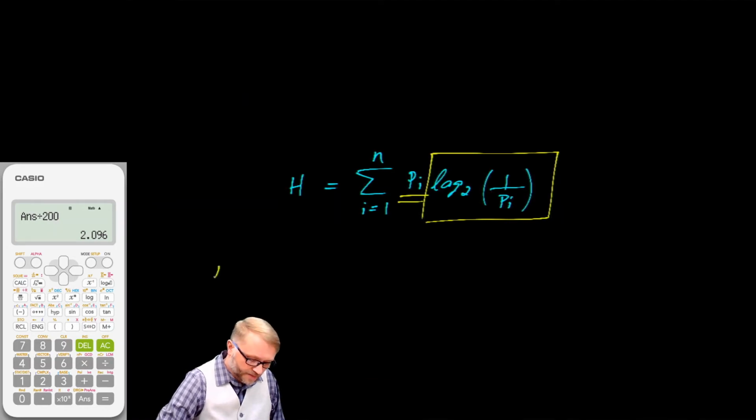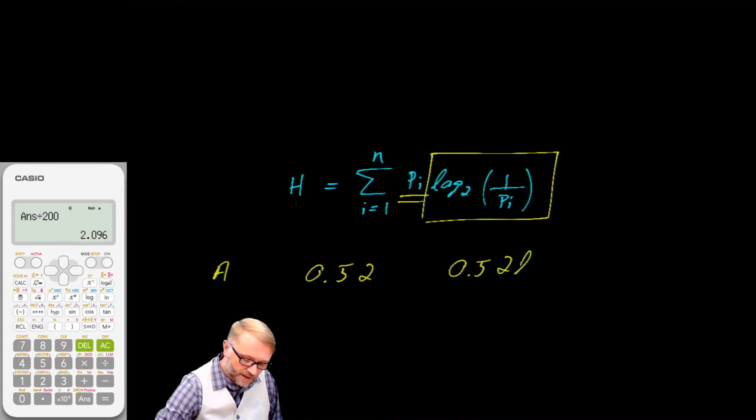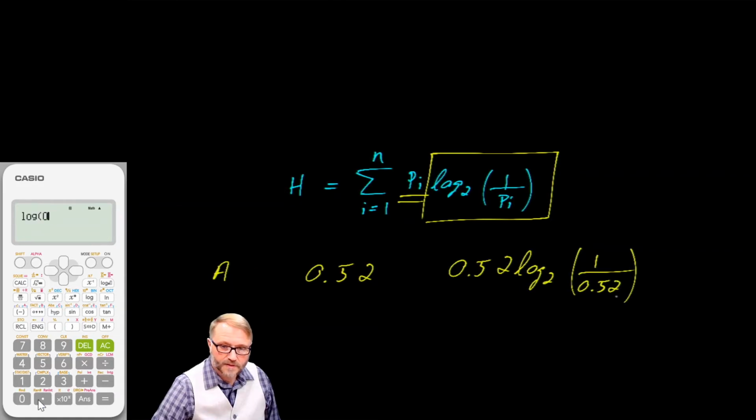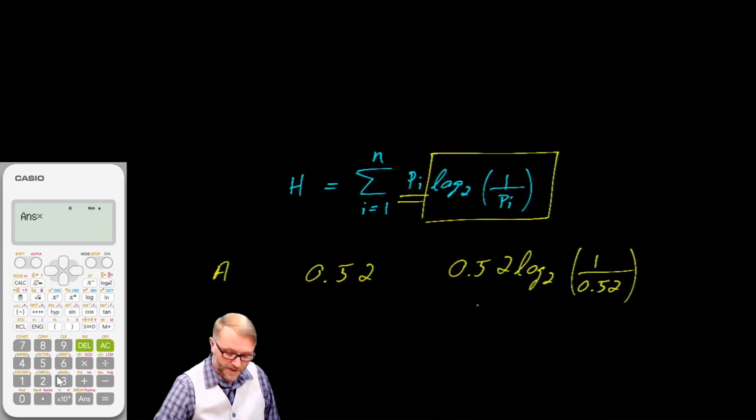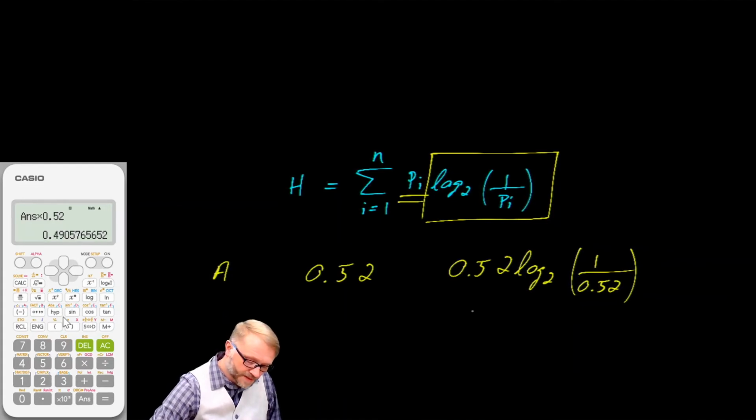Back to our previous example, we had symbol A. It had a probability of 0.52. So in our column, we would say 0.52 log base 2 of 1 over 0.52, which would be log of 0.52 invert divided by log 2. And then you multiply that by 0.52. Okay, so in this column, you would have 0.491.